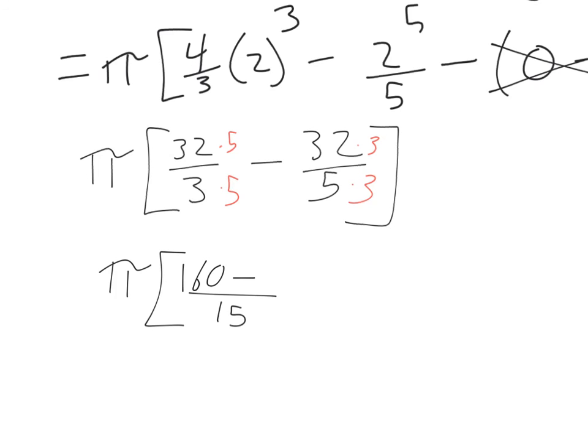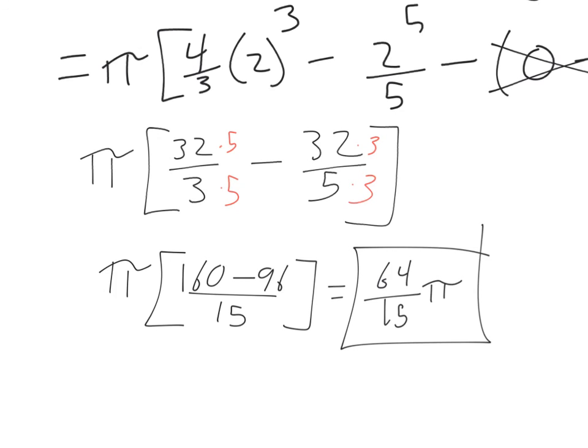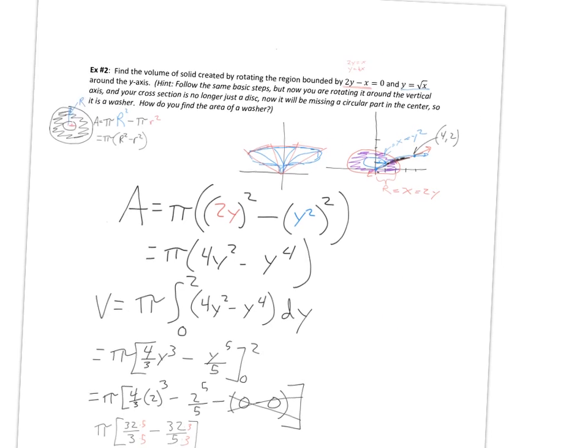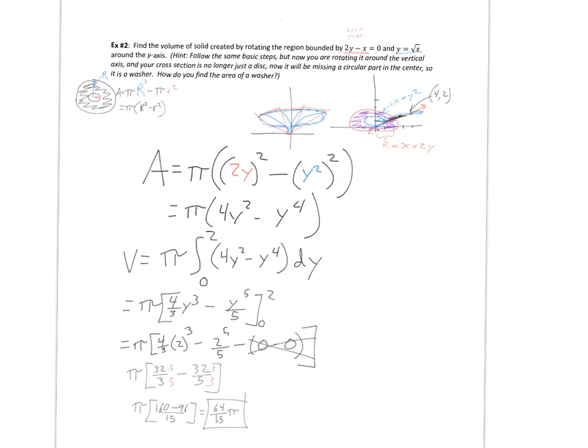160 minus 32 times 3. 30 times 3 is 90. 2 times 3 is 6, so that's 96. And what's that? Well, 160 minus 96 is 64 fifteenths pi. And so there's the volume of this horribly drawn solid here. Alright? See you guys on the next part of this video.